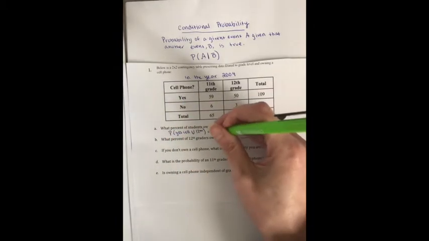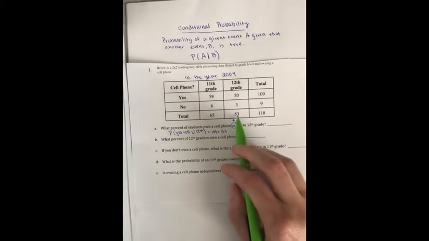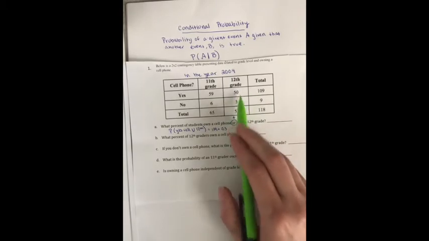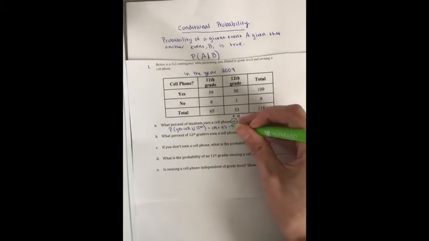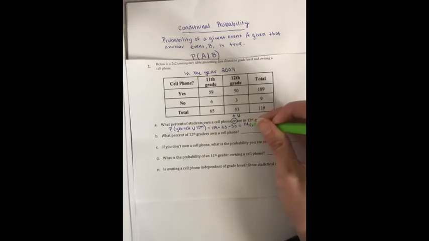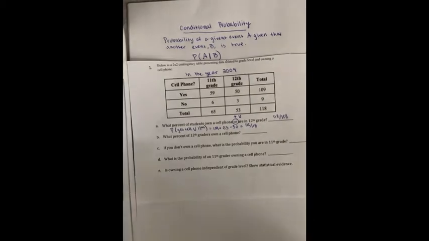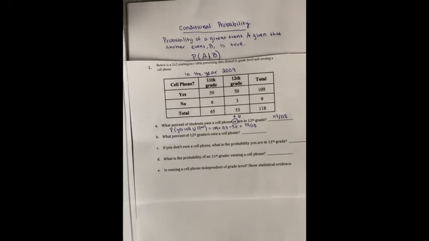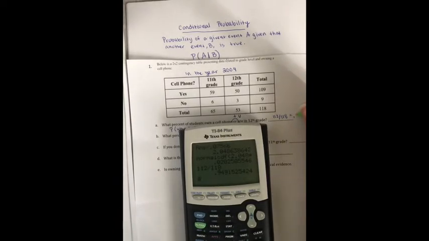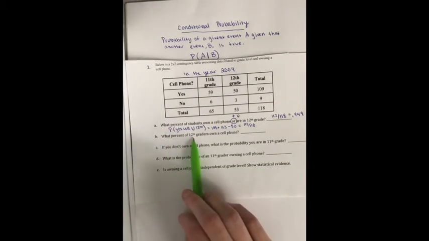So we can answer a question like this by adding. Yes to cell phone is 109, plus yes to 12th grade is 53. But don't forget there are people that have been counted in both of these numbers and are now double counted. So 50 people said yes here and are counted in this number here, so we need to take out the double counts. And so that is 112 out of the 118. And you can find that decimal as well and get 0.949.